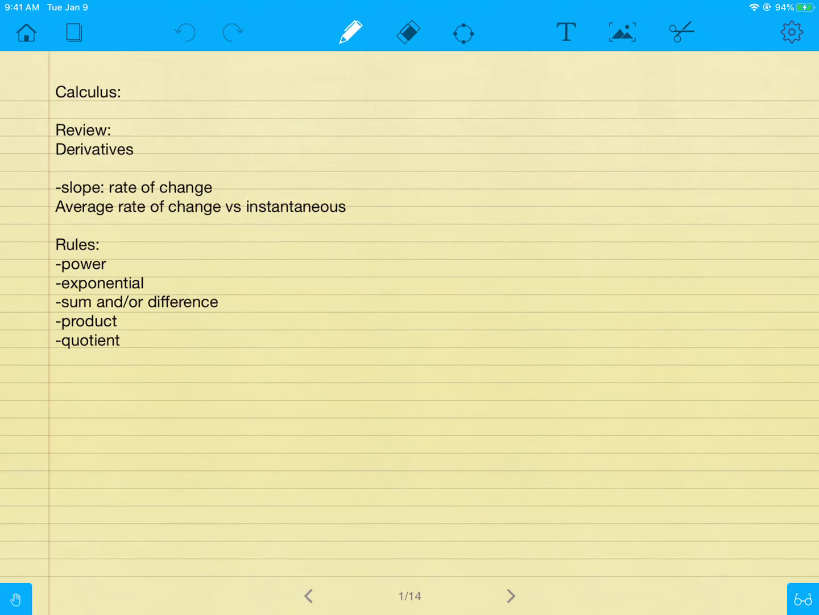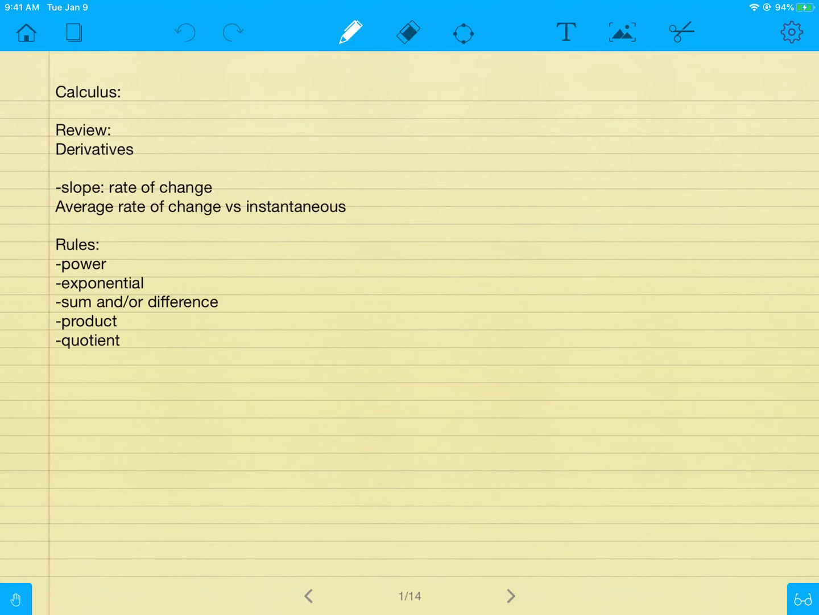Again, derivative is a fancy word for slope. It's a rate of change. There's two different types of rates of change: an average rate of change versus an instantaneous one. A derivative is an instantaneous rate of change. So maybe on a curve you're looking at the exact change at a particular moment on the curve, what the speed is at that moment.